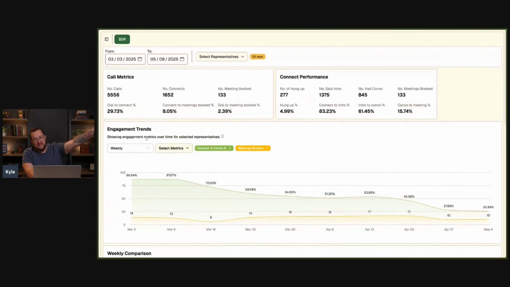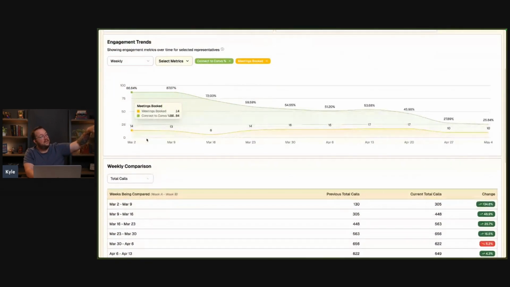No one does this, just to be clear. What they go is, oh, let's work on the cold call script. Let's work on overcoming objections. They don't let the data tell them what they need to do.